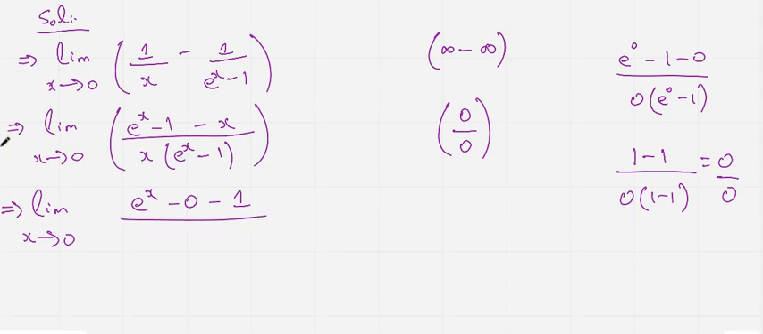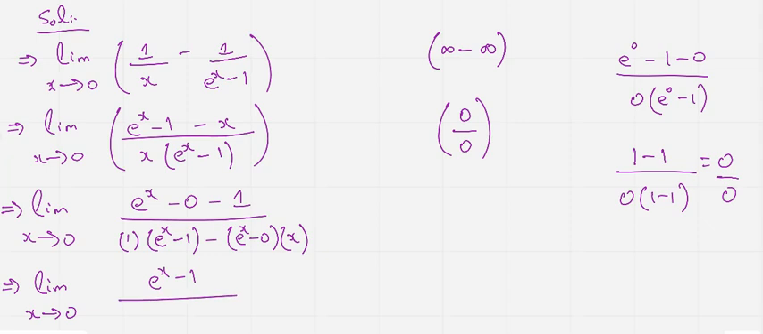Now in the denominator, we are going to take the derivative of a product of two functions. Here the first function is x, and the other function is e to the x minus 1. The derivative of x is 1, the derivative of the first function into the second function as it is, minus the derivative of the second function into the first function as it is. So it is giving me a form e power x minus 1 upon e to the x minus 1 minus x times e to the x. That's what I'm having.